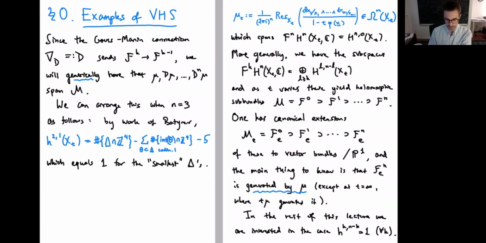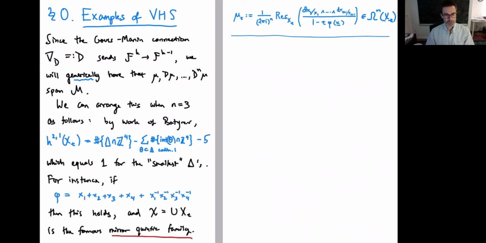By work of Batyrev in this case, h^{2,1} can be given by the number of integer points in delta, minus the number of integer points in the interior of facets, minus 5. So for the smallest deltas, these contributions are 0, and this will be 6. So there are a bunch of reflexive polytopes that give you exactly 1 for h^{2,1} of X_t. For example, the most famous of these is to take phi to be the sum of the toric coordinates plus 1 over their product, and that gives you the mirror quintic family.